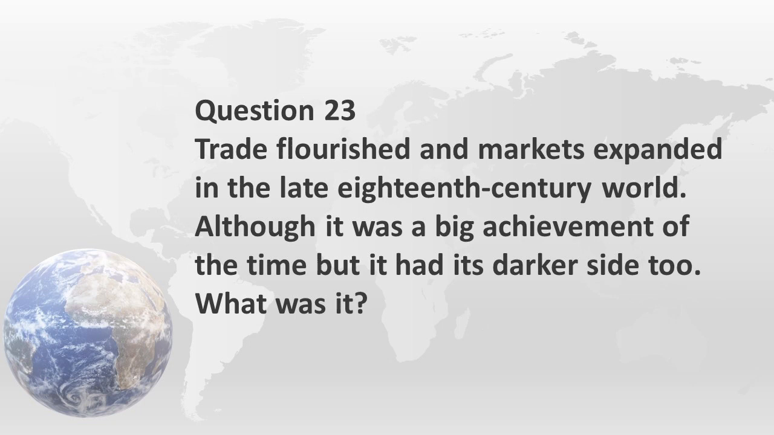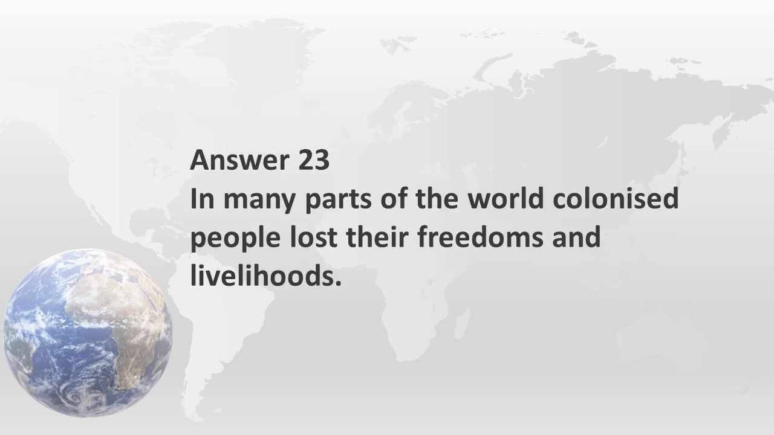Question number 23 is trade flourished and markets expanded in the late 18th century world. Although it was a big achievement of the time, it had its darker side too. What was it? Answer to question number 23 is, in many parts of the world, colonized people lost their freedoms and livelihoods.